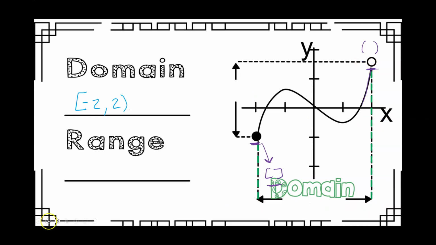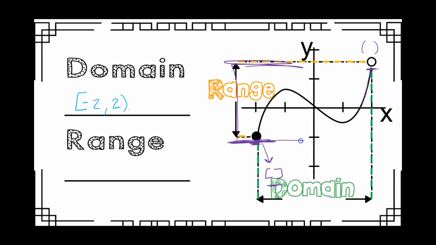All right. Your range is how tall your function is. Let's change colors. How low does your graph go? So how low does this graph go, to how high does this graph go? So how low do you go to how high you go?